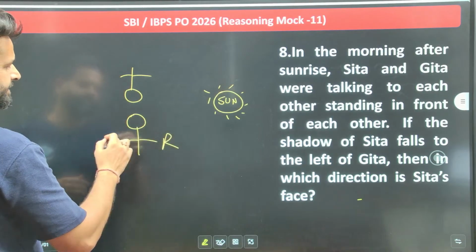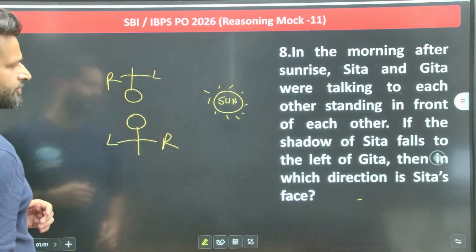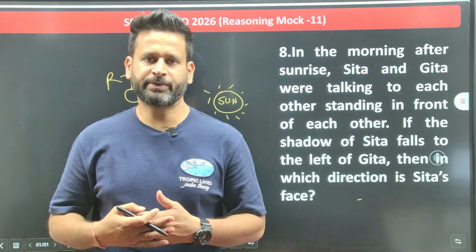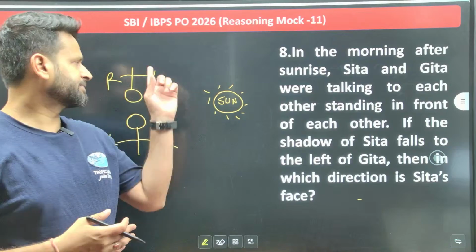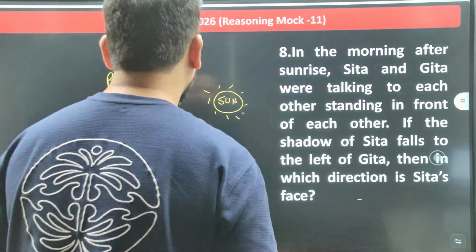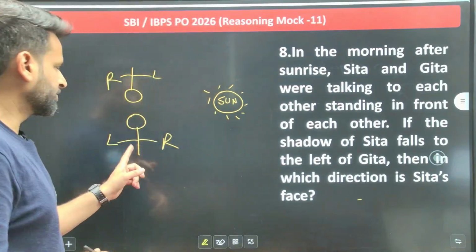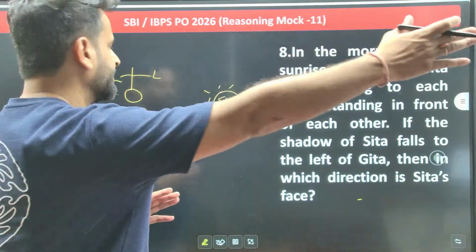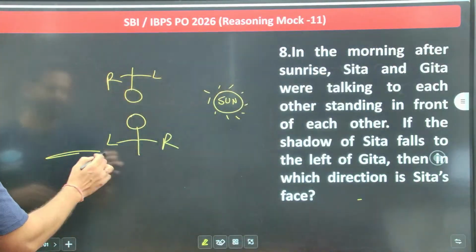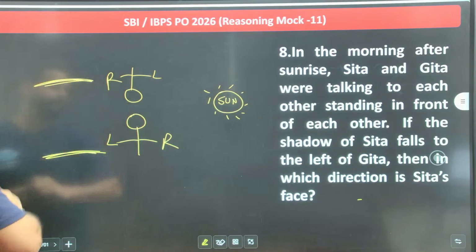This person's right, left. Is it okay? For example, this is one person standing. I am this person, the upper one. And one person is standing in this way. This person is the lower one, facing each other. This is your east direction. The shadow of both these persons will be falling on this west direction.